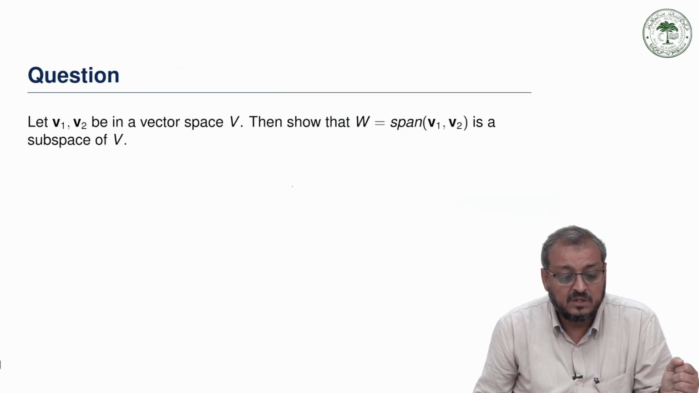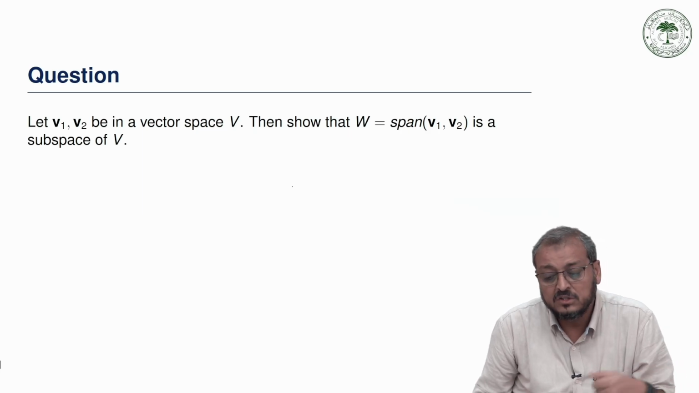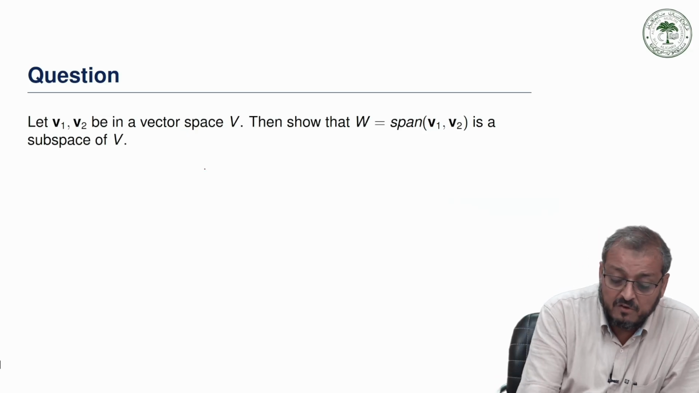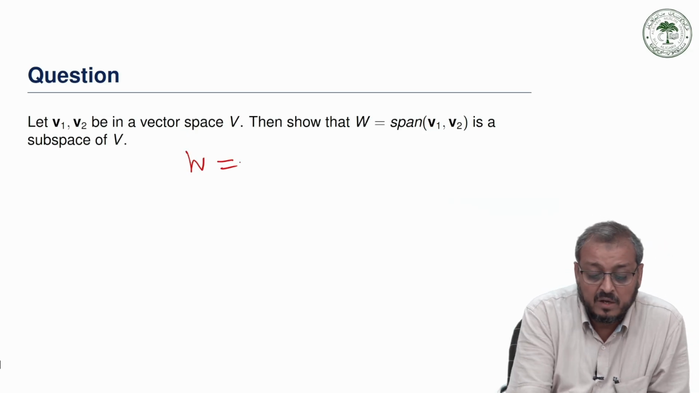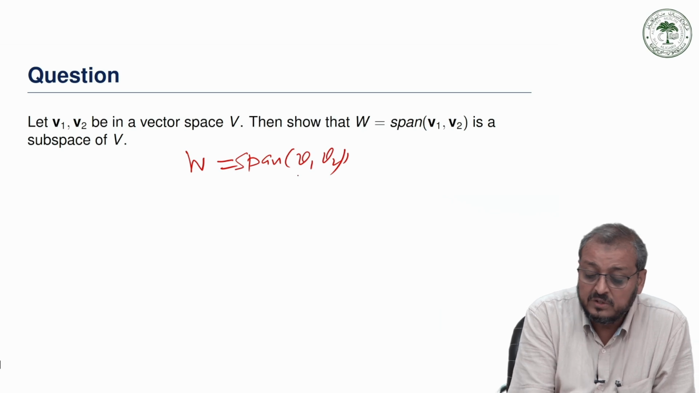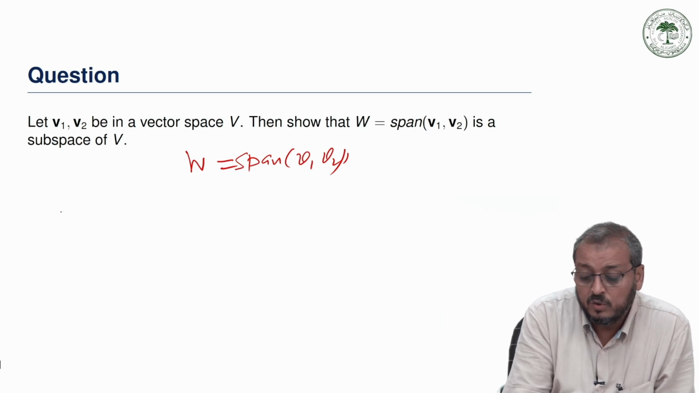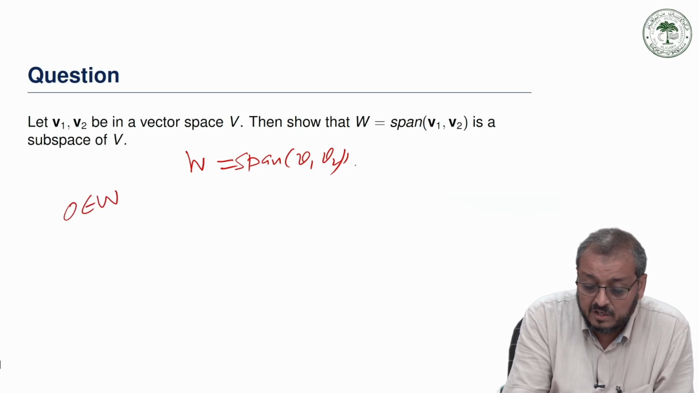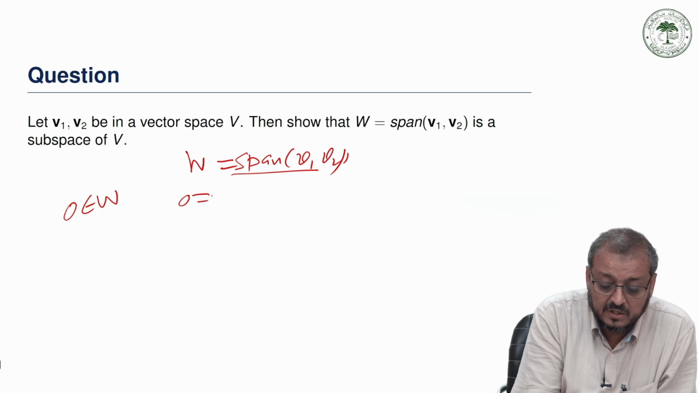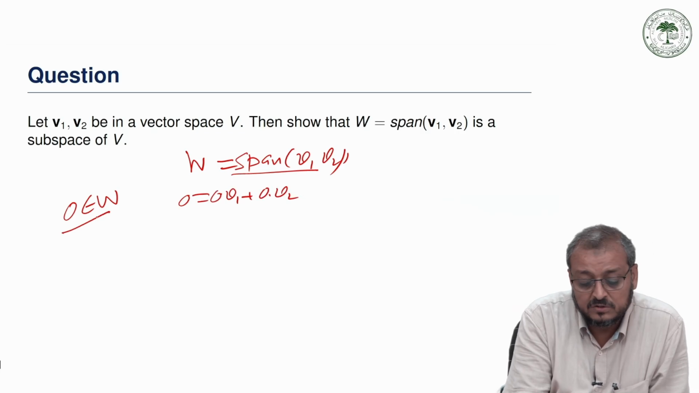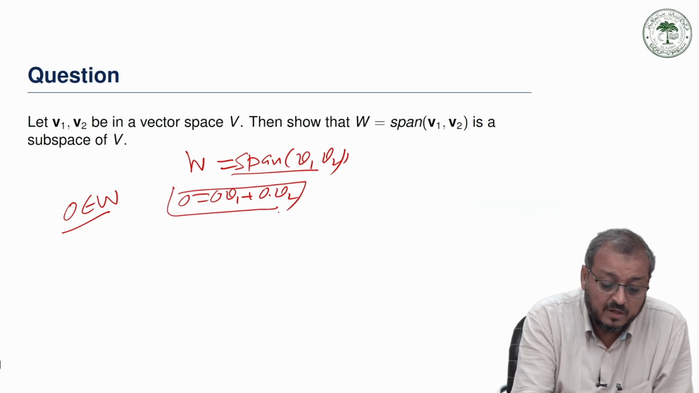Now the question is this: if v1 and v2 are two vectors in a vector space V, and W is equal to the span of v1 and v2, is W a subspace of V or not? So we take v1, v2 in the vector space, and W is the span of v1 and v2. Clearly 0 belongs to W. Why? Because 0 can be written as 0 into v1 plus 0 into v2, a finite linear combination. So W is non-empty.